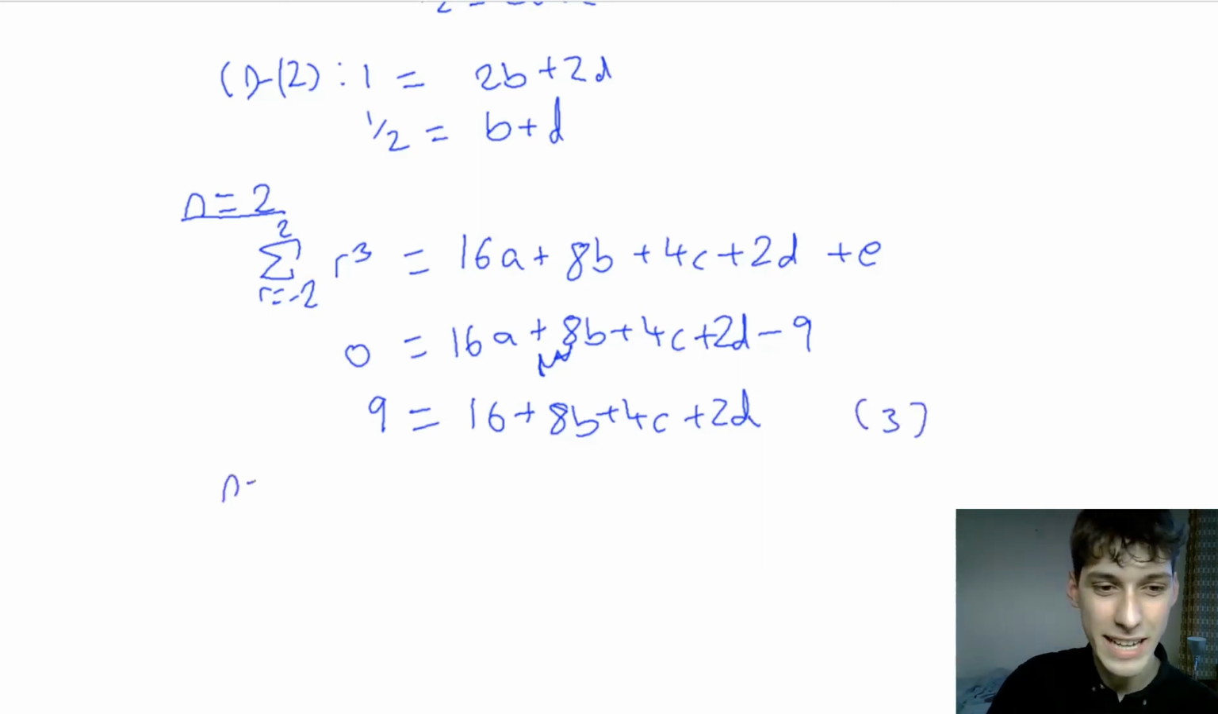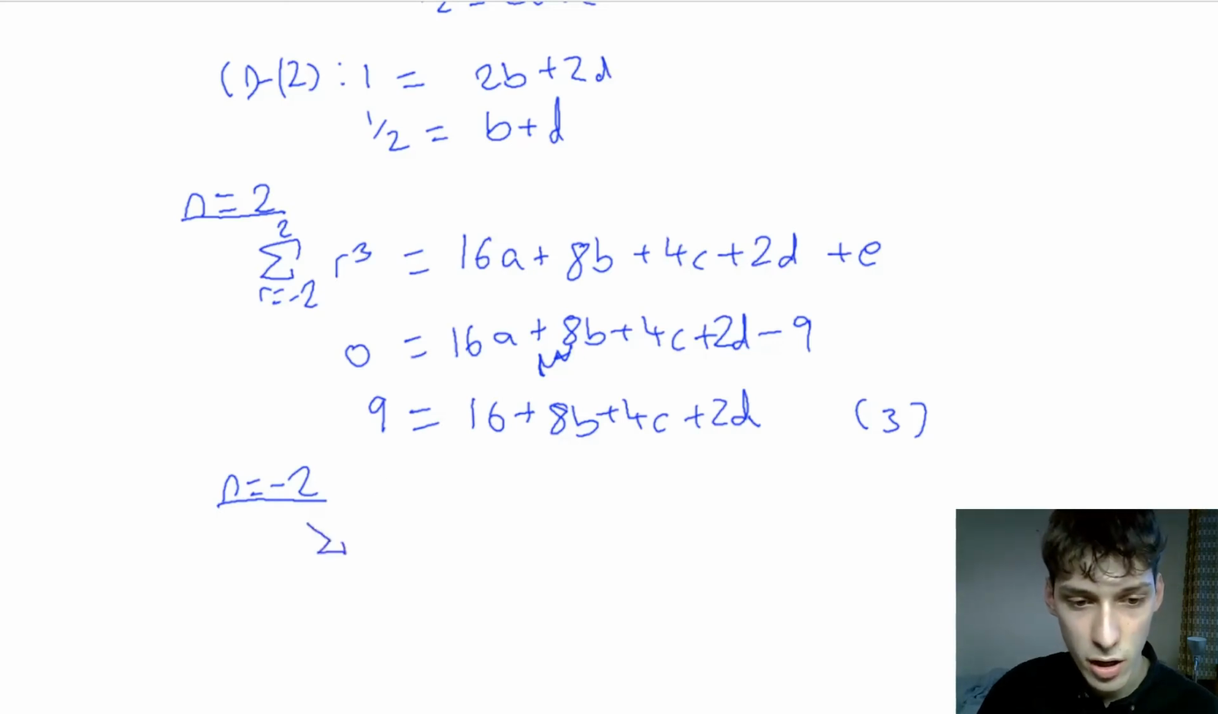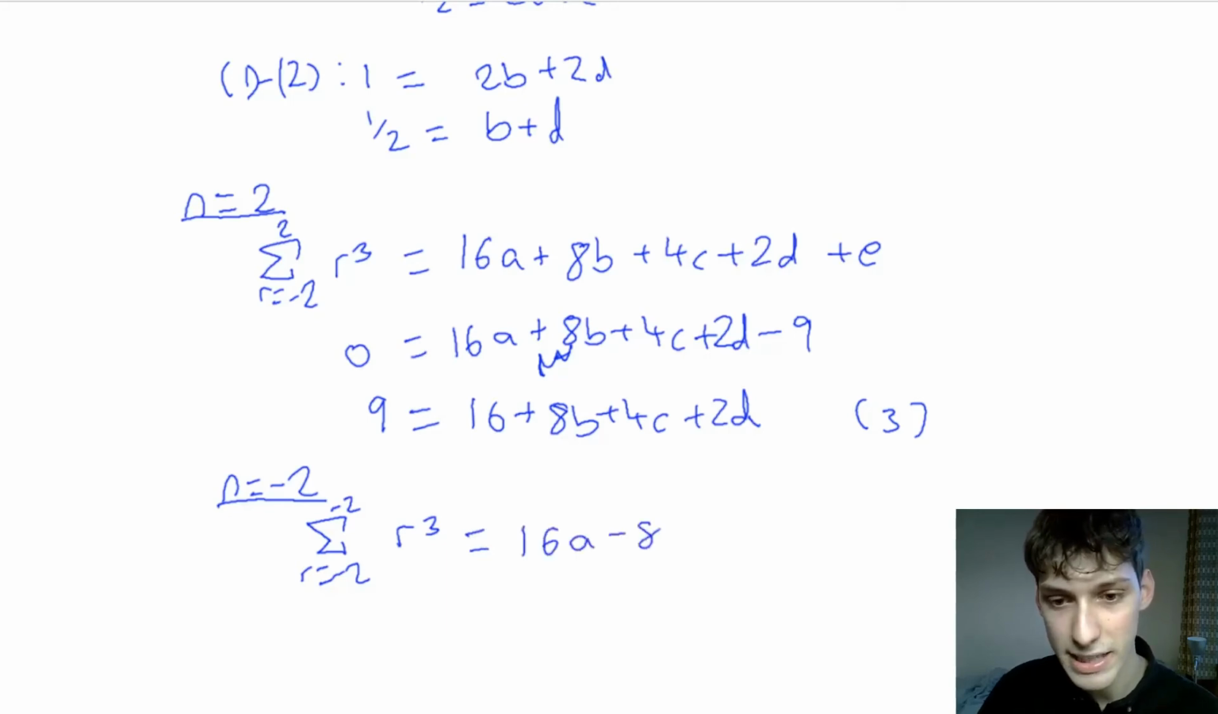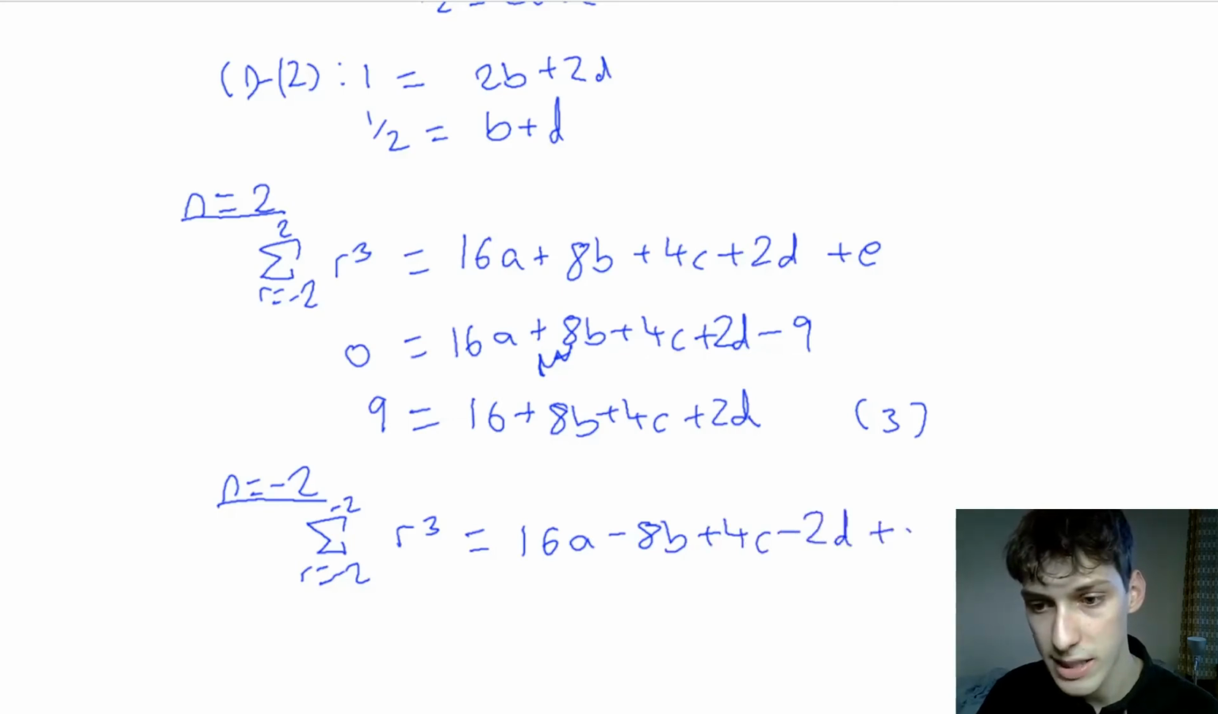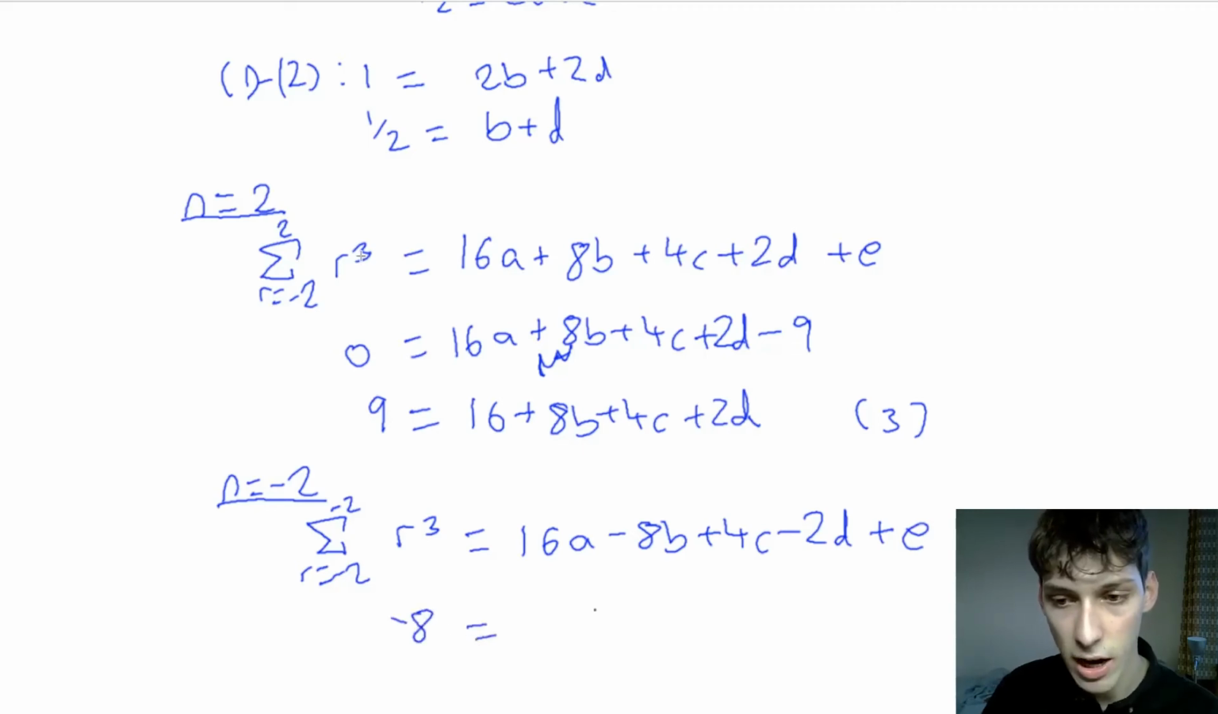And finally, n is equal to minus 2. This is kind of our novelty that we decided to do on this part. And we go from r is equal to minus 2 to minus 2 of r cubed is equal to, now we have the minus signs, 16a minus 8b plus 4c minus 2d plus e. Okay, the left hand side is just going to be minus 2 cubed, that's minus 8. And the right hand side, we can substitute in our value for e. We can actually move it over to the other side now, so we can replace that with a 1.